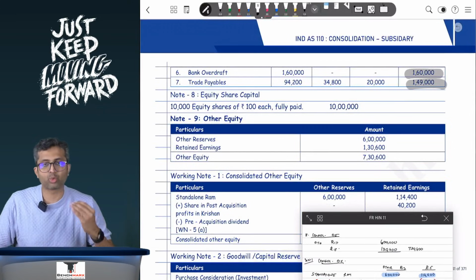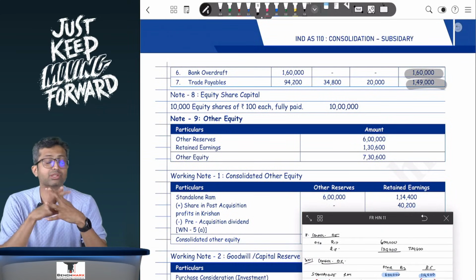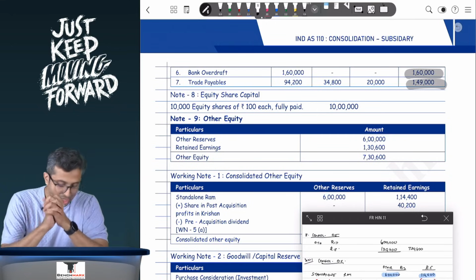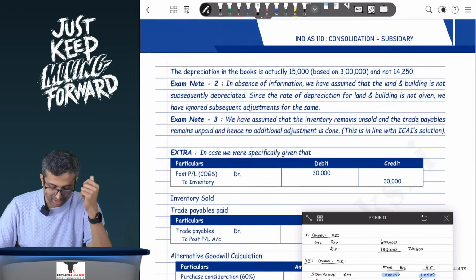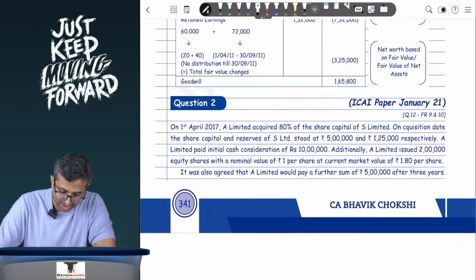So, this question has adjustments pertaining to partial goodwill, adjustments pertaining to pre-acquisition dividend, and adjustments pertaining to fair value changes. Okay, then there is another very interesting question that came, I think, in the January 21 papers. We will just discuss that as well.